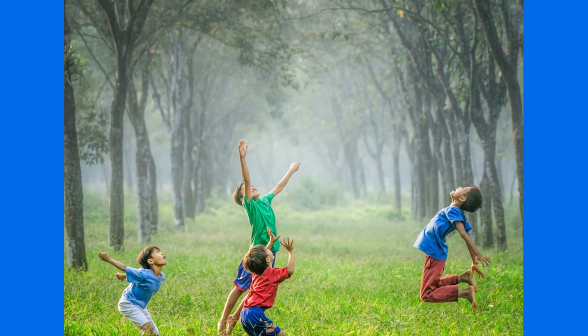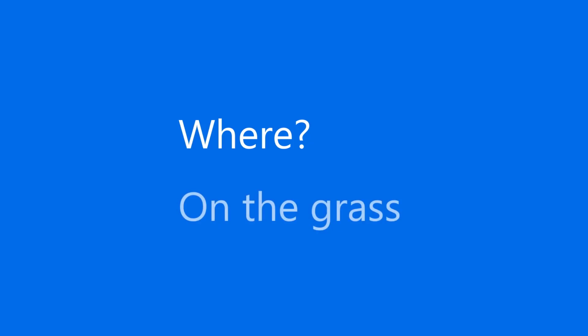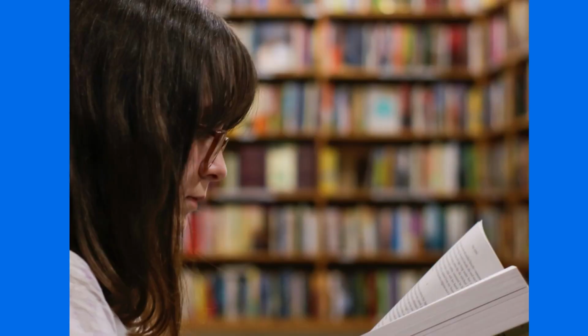Another example, the children play on the grass. Where? On the grass. Let's practice. I will read a sentence. You answer. Who? What? Where? Anna reads a book in the library. Who? Anna. What? Reads a book.